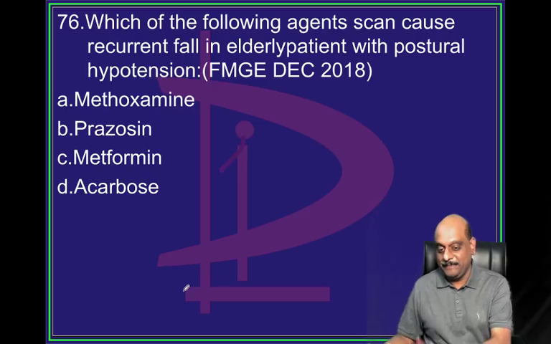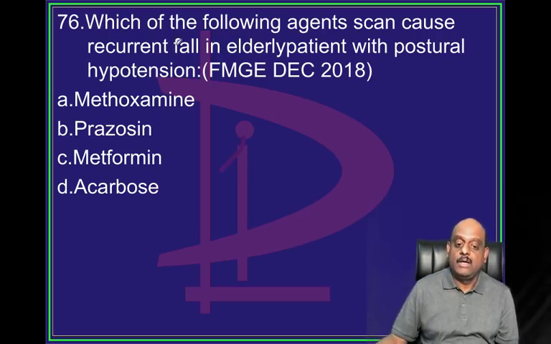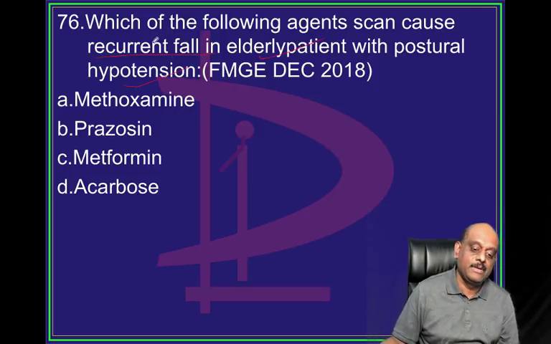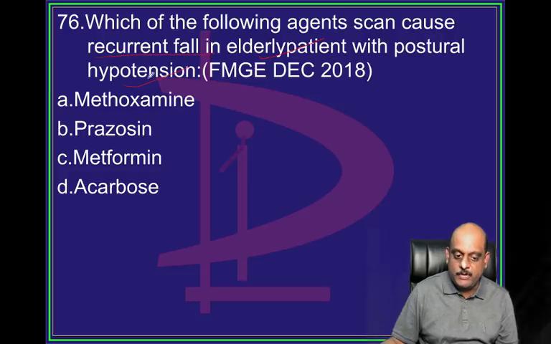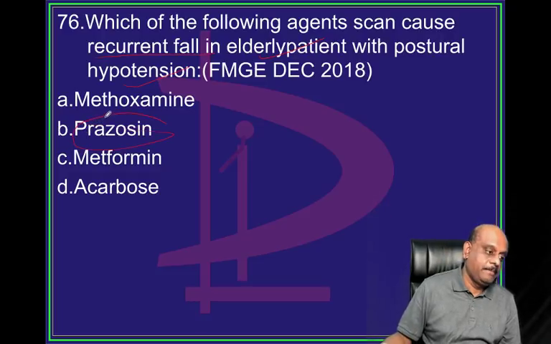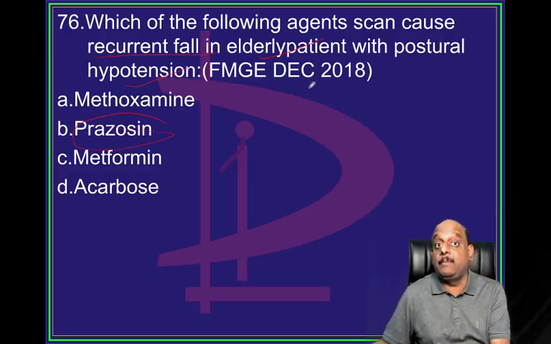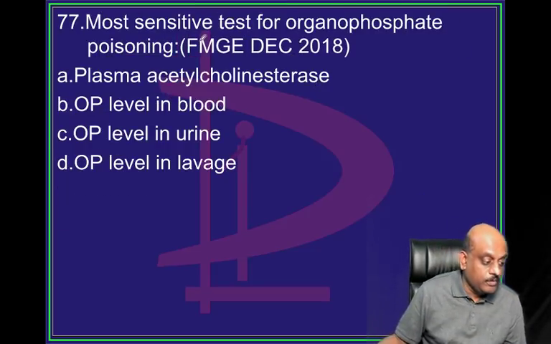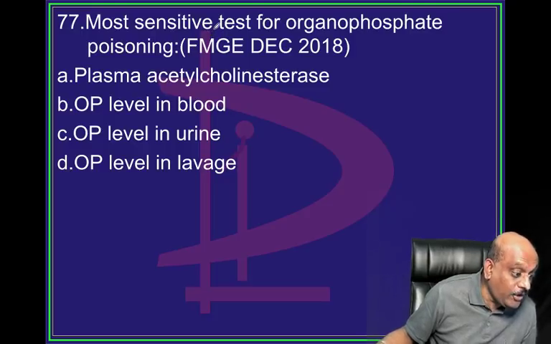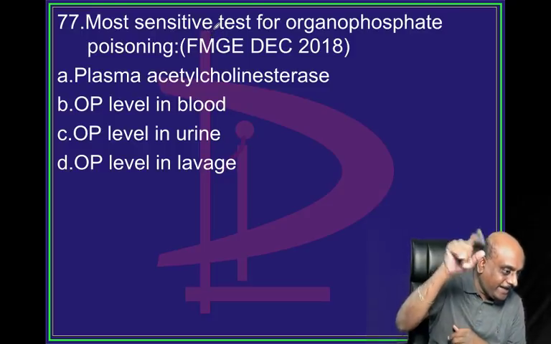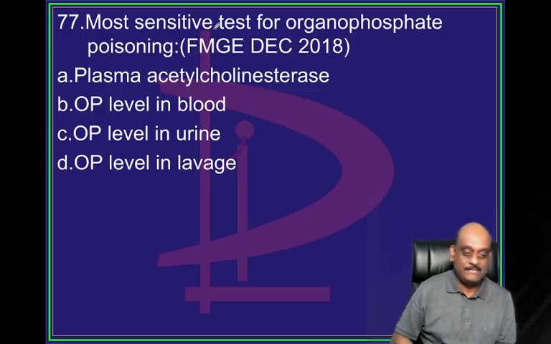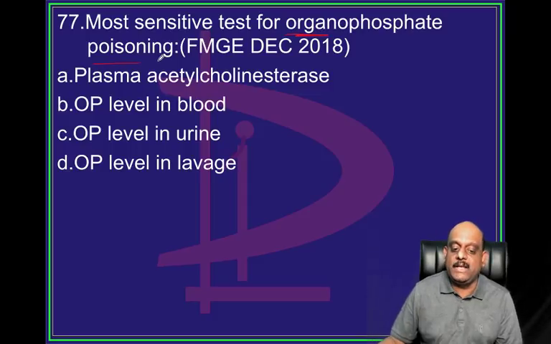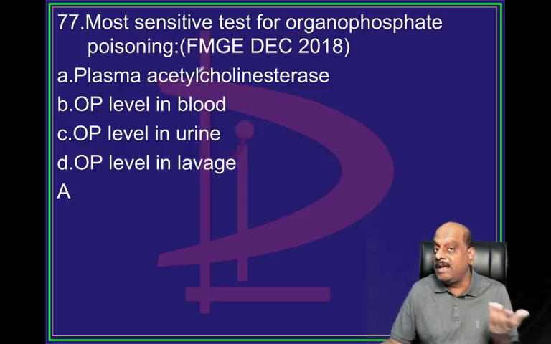Fatafat revision karna. Now, doctor, recurrent fall in an elderly patient with postural hypotension. Which drug can be responsible? You should know prazosin. Prazosin can lead to postural hypotension, making an elderly man fall down recurrently. Pilocarpine is not given in uveitis. Now, most sensitive test for OP poisoning, obviously, acetylcholinesterase levels.